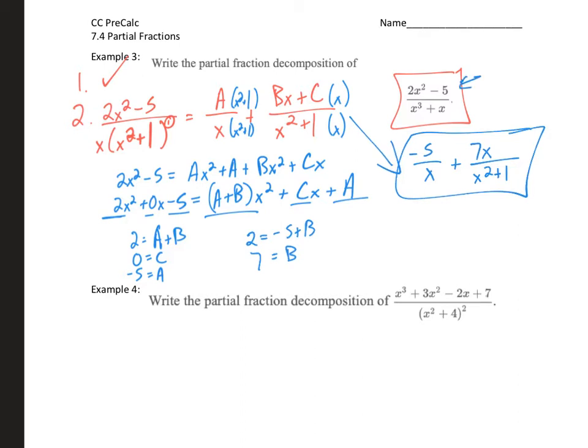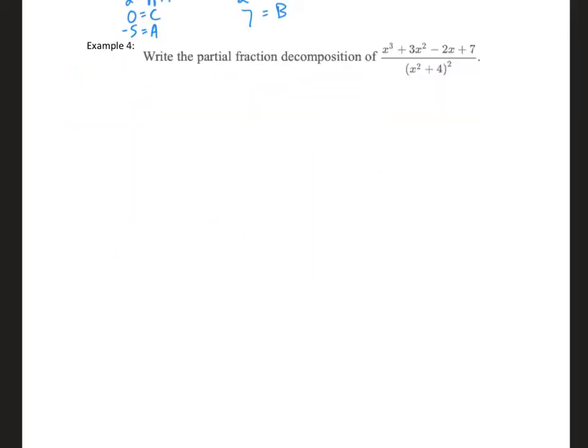Let's do the second one since we've got time. Okay, on to example 4. All right, step 1, is this guy improper? When you first look at it, you might think it is. The degree of the top is 3. But if I were to square this denominator, x squared plus 4, I would get x to the 4th plus some other stuff. So we can see that it's not improper.